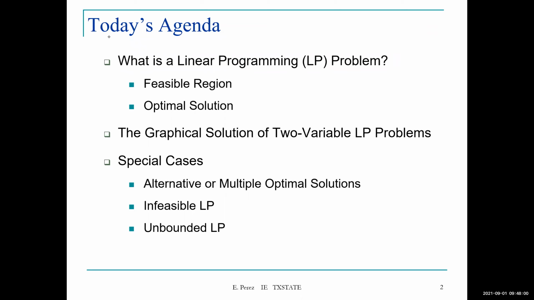So the agenda for today, first we are going to answer this question: what is a linear programming problem? As I mentioned, within operation research, we have deterministic operation research models and stochastic operation research models, or optimization problems. In this class we're going to be looking at the deterministic, and within the deterministic models, we have linear programming, integer programming, and nonlinear programming, and so on. So we're going to start with linear programming.